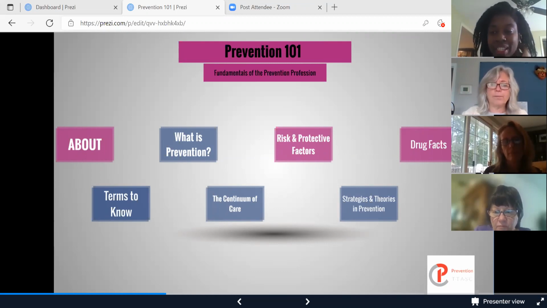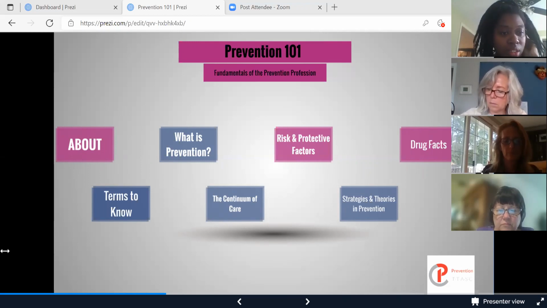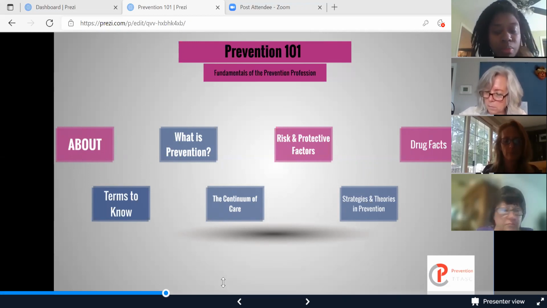Any more questions before we move ahead into the continuum of care? Yes, Beth, there will be a copy of the presentation. All right, moving on into the continuum of care.